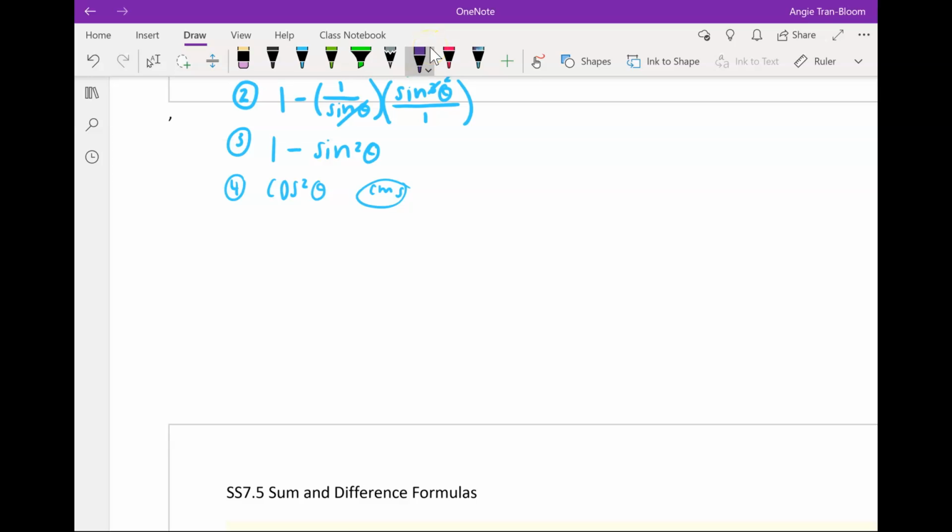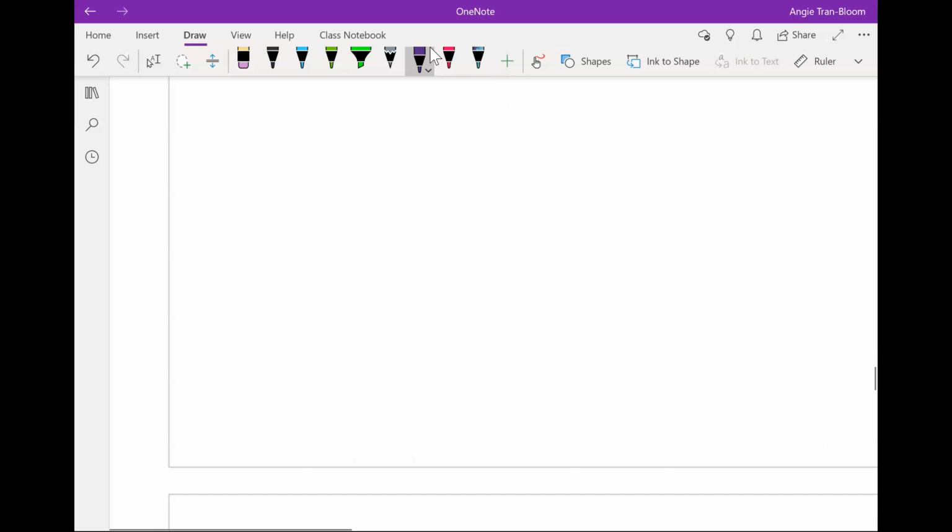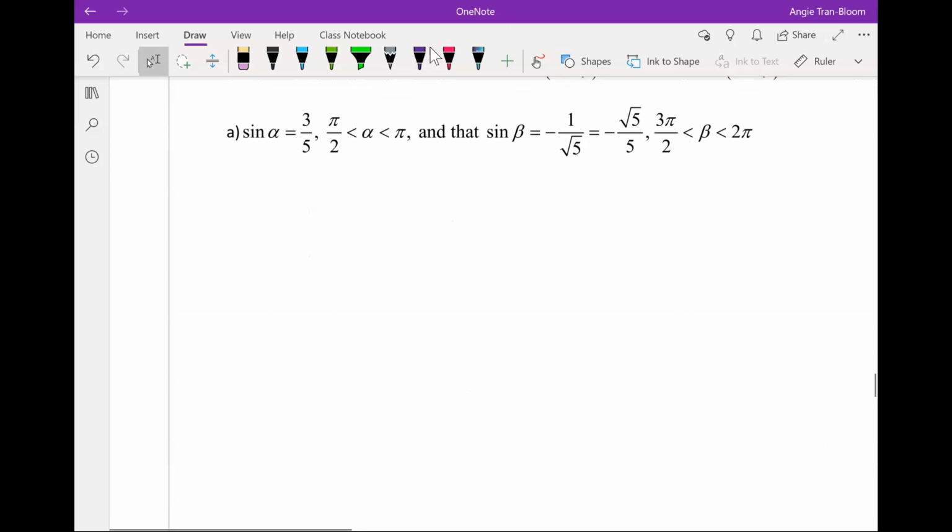There you go. And it brought me all the way back up here. I need to find example 3. Okay, so we need to draw alpha in quad 2.